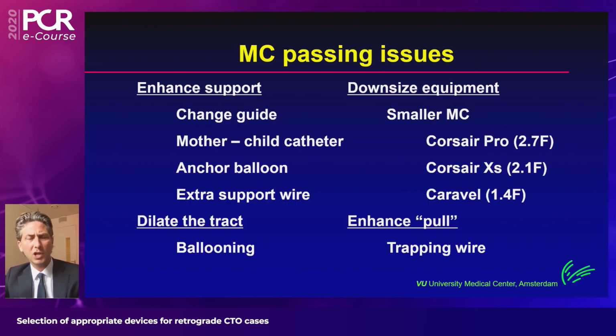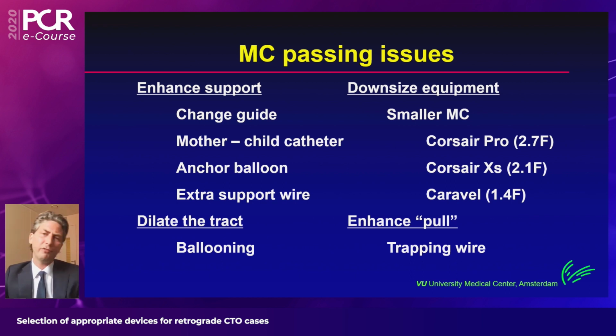In case you don't get through the septum, there are some tips and tricks you can use. You can enhance the support by getting a firmer guide, getting a guide extension, getting an anchor balloon, or a more supportive wire. You can dilate the track to make more room. This works for the septums and is contraindicated in the epicardials. Or you can downsize your equipment. In this case, it was a Corsair Pro, but you can downsize it to Corsair XS, which we'll hear about later from the other speakers, or Caravelle.